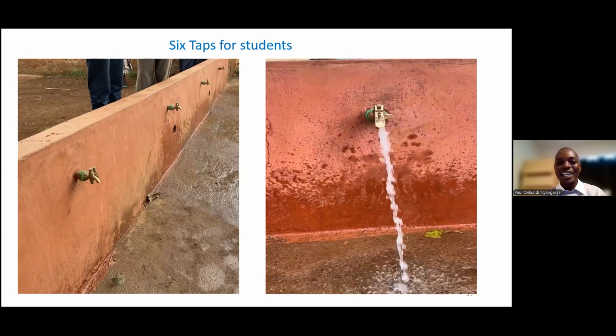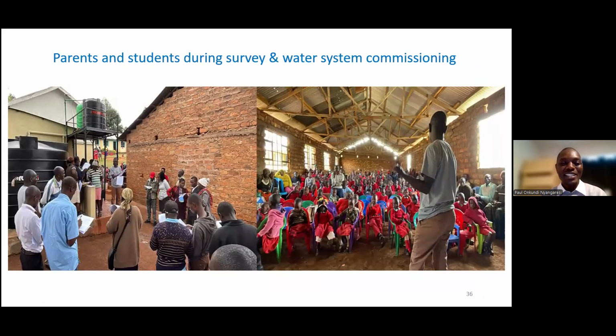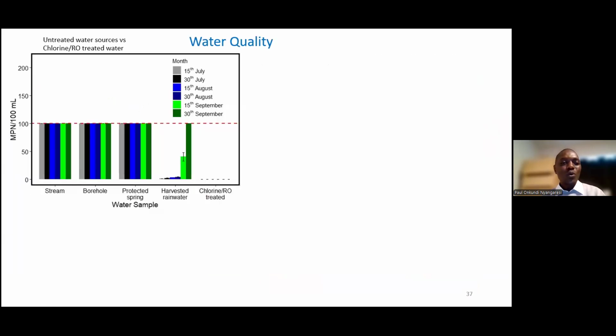And then this is the engaging with the parents and the student. Here we were doing the survey, filling the questionnaire. And this is the quality of water which we obtained. In the months which we tested, you can see before treatment, the water in the stream, the borehole, protected spring, and the harvested water, all of them were contaminated.